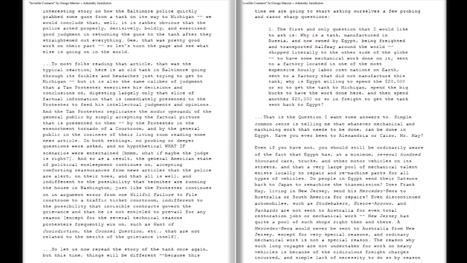Here is an old tank in Baltimore going through its foibles and headaches just trying to get to Michigan, but it is also the same caliber of judgment that a tax protester exercises his decisions and conclusions on, digesting largely only that slice of factual information that is immediately presented to the protester to feed his intellectual judgments and opinions.